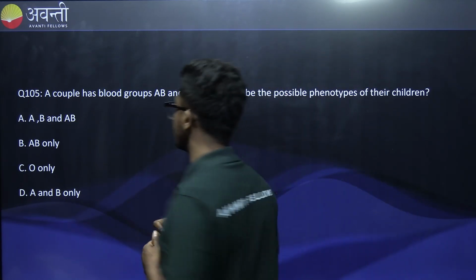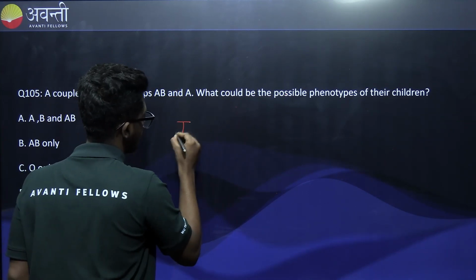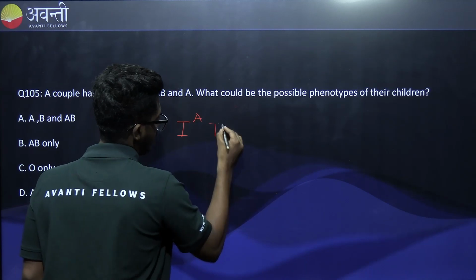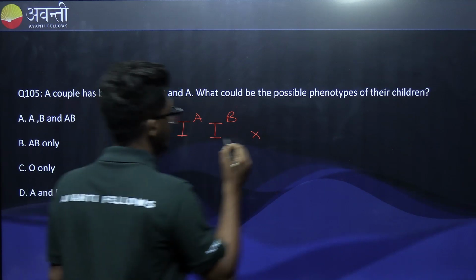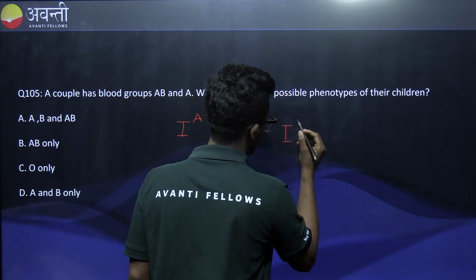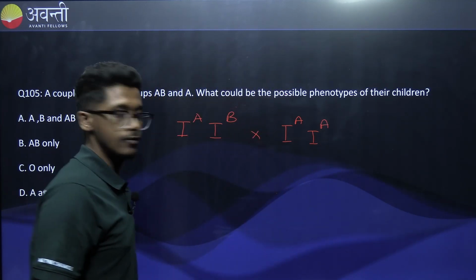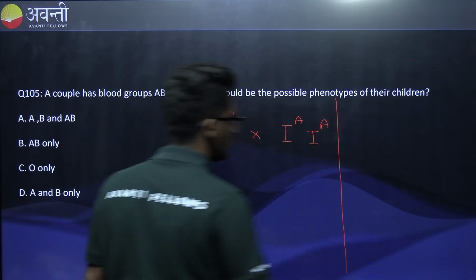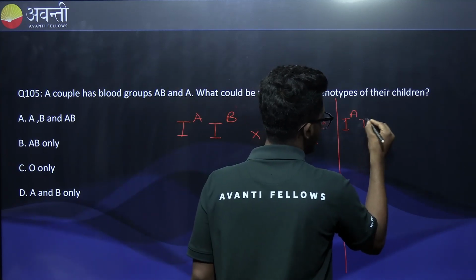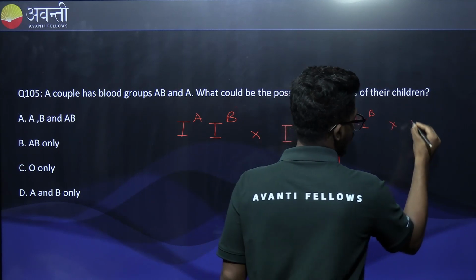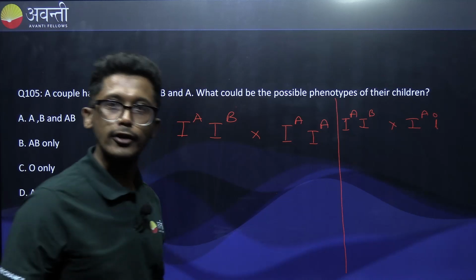So let's look at what's possible. A couple has AB and A. Let's assume that the father has IA IB. These are the alleles of the father, and he marries the mother with IA. Let's assume that she is homozygous, that is IA IA. So this is one possibility. The other possibility is that you have the father, IA IB, which you cannot change, and the mother with IA and small i. Even then she will have the A blood group only.